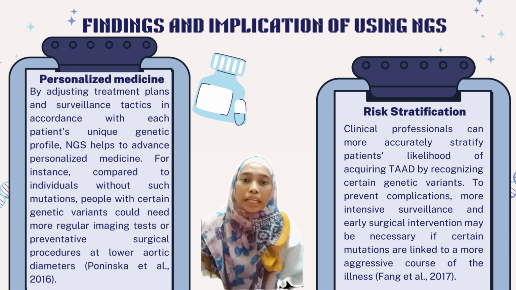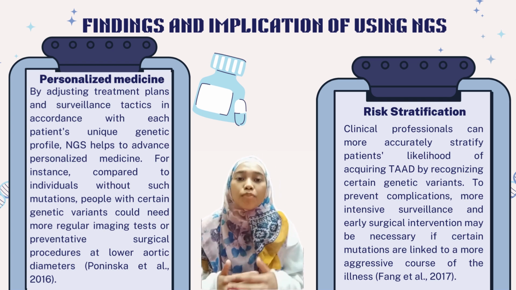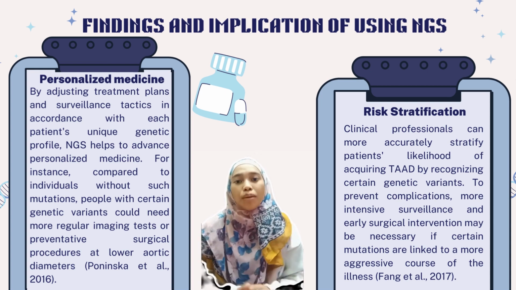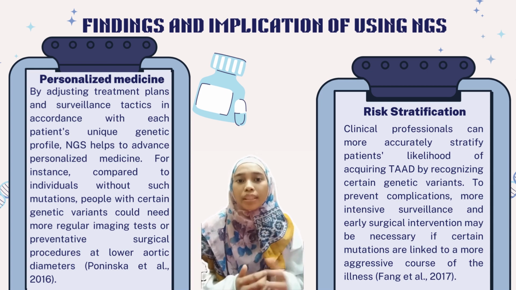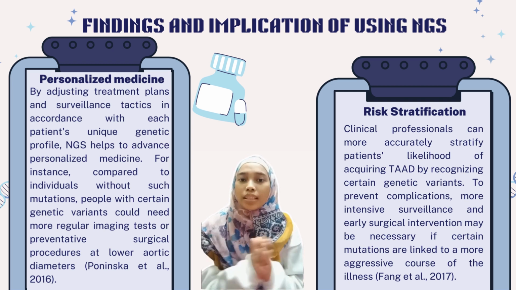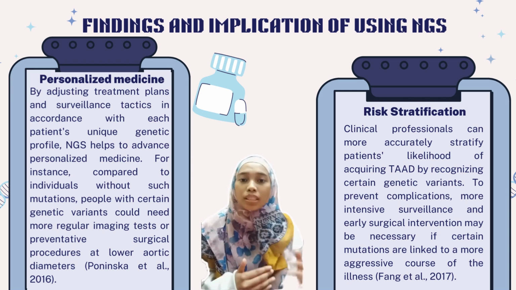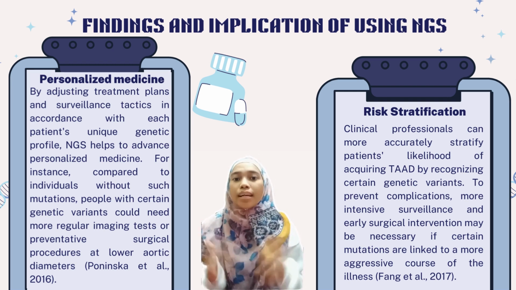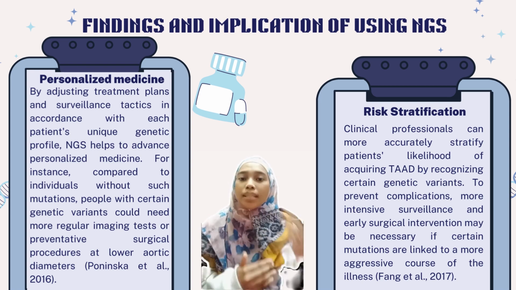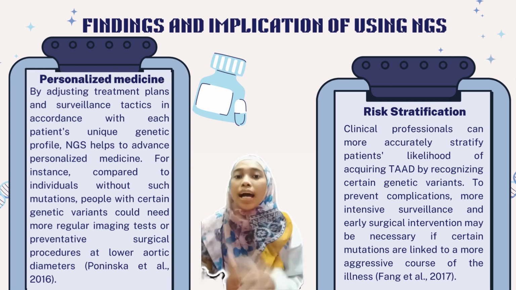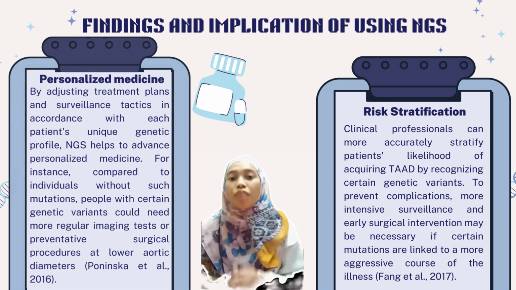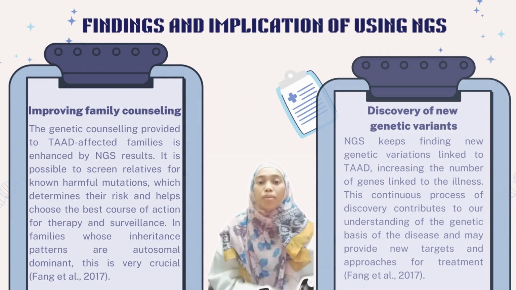4. Stratification. Clinical professionals can more accurately stratify patient likelihood of acquiring TAAD by recognizing certain genetic variants to prevent complications. More intensive surveillance and early surgical intervention may be necessary if certain mutations are linked to a more aggressive course of the illness. 5. Improving family counseling.